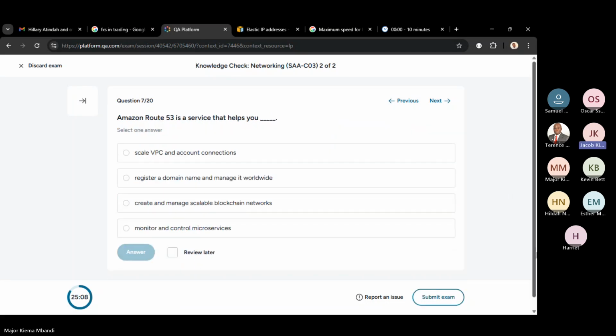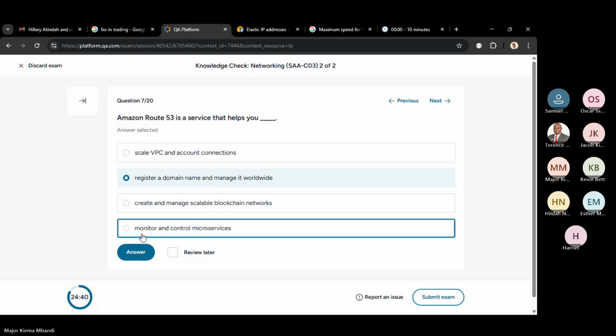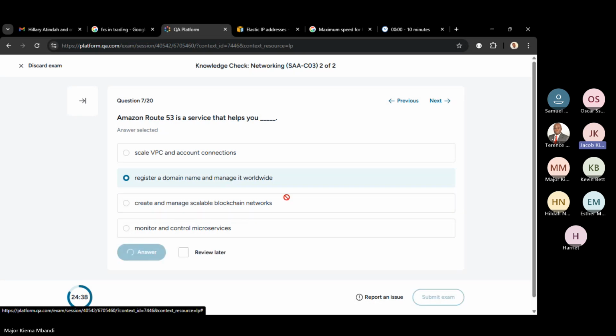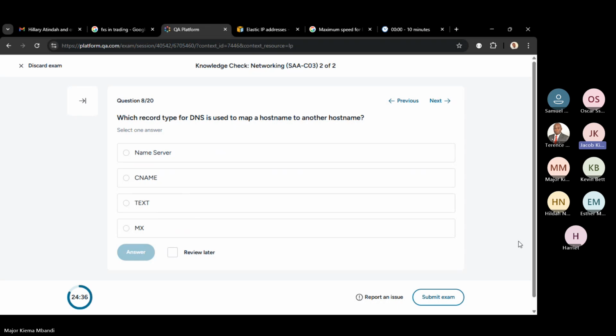I think I'll take on that. So the question is, Amazon Route 53 is a service that helps you: Option A, scale VPC and account connections. Option B, register a domain name and manage it worldwide. Option C, create and manage scalable blockchain networks. Option D, monitor and control microservices. I'll go with option B, register a domain name and manage it worldwide. Okay, next question goes to Kevin.